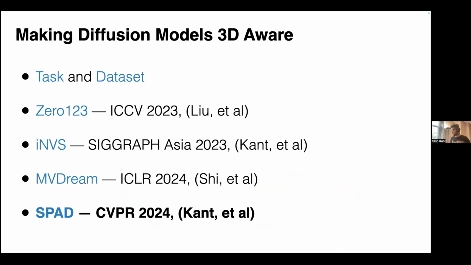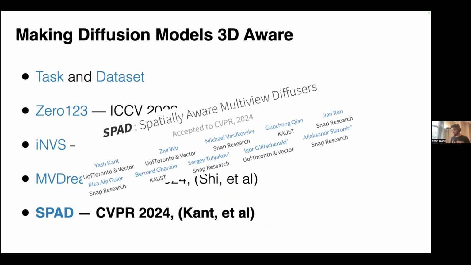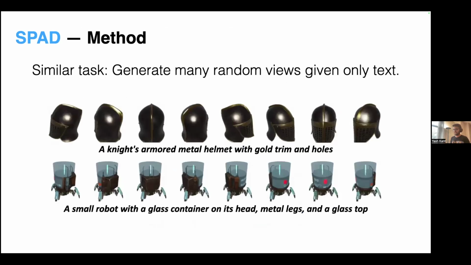And in my CVPR work, SPAD, we basically try to fix some of these issues by introducing some 3D biases and tricks into this architecture. So this was, again, a good collaboration between Snapchat and U of T.